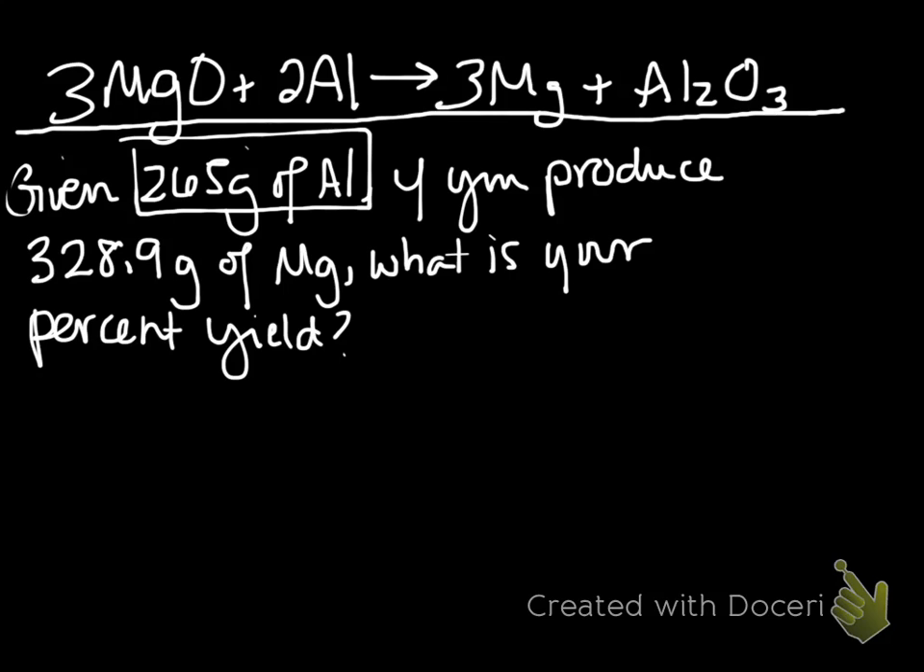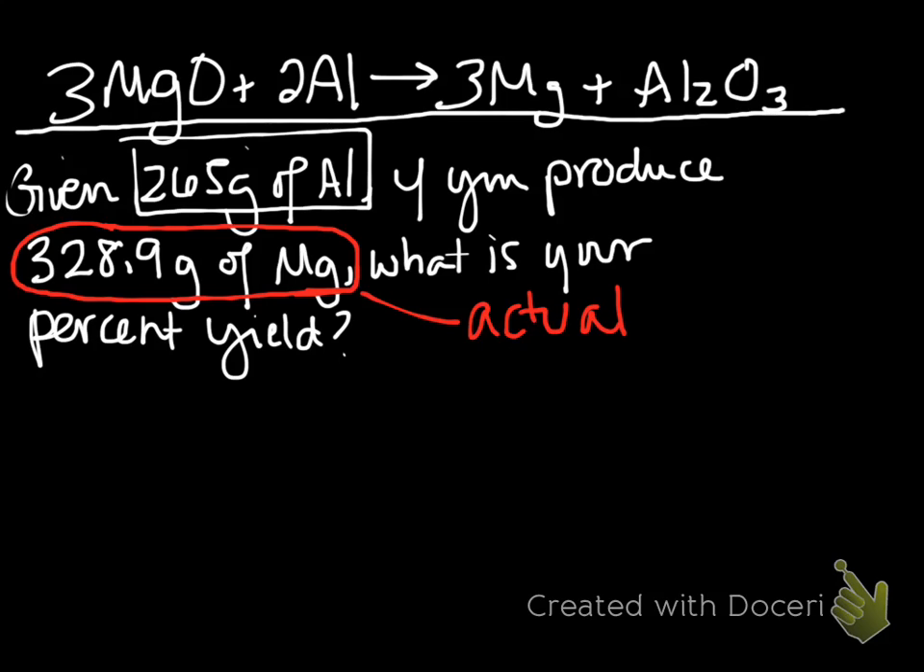So, obviously this is one of our products, and we're looking at percent yield, so we're looking at products. You managed to get 328.9 grams of magnesium. That's what you got. Therefore, that is your what? Actual yield. Okay. Do you have your theoretical? Do you have the means to figure out your theoretical?